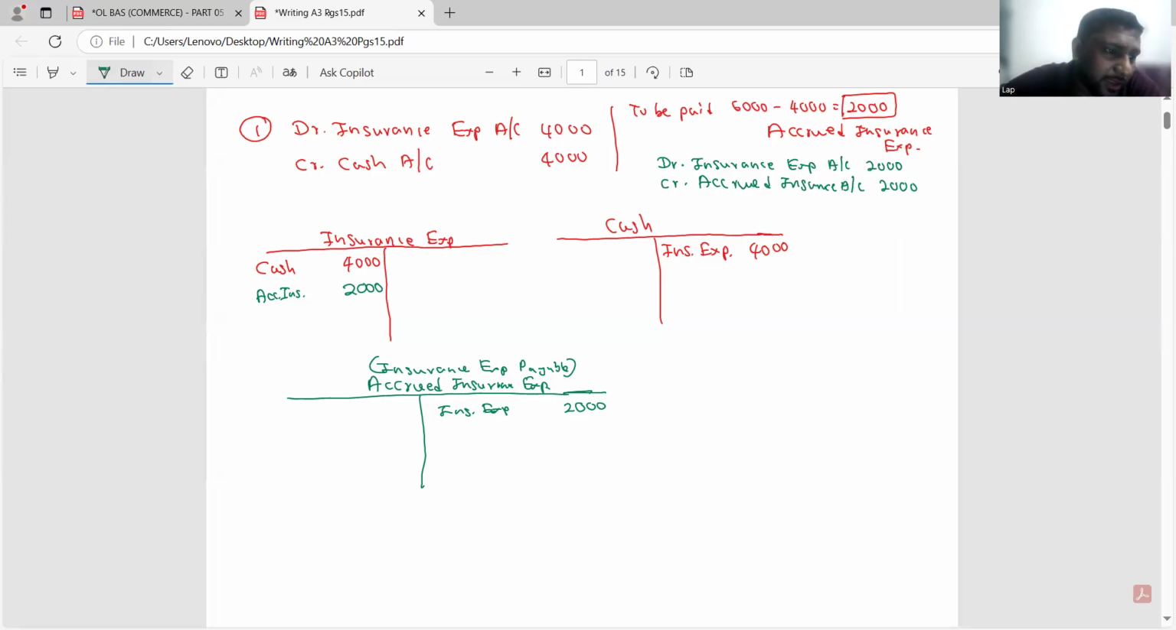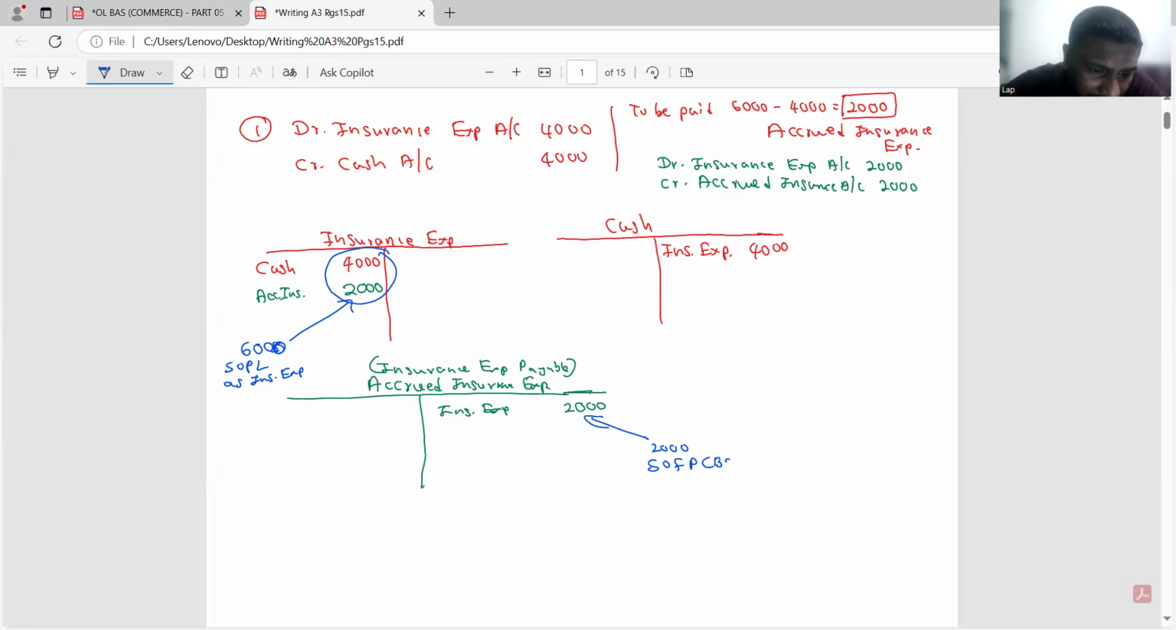So in this situation, lamai, this entire 6,000 will go to the statement of profit or loss as insurance expense. Here this 2000 will go to the statement of financial position.